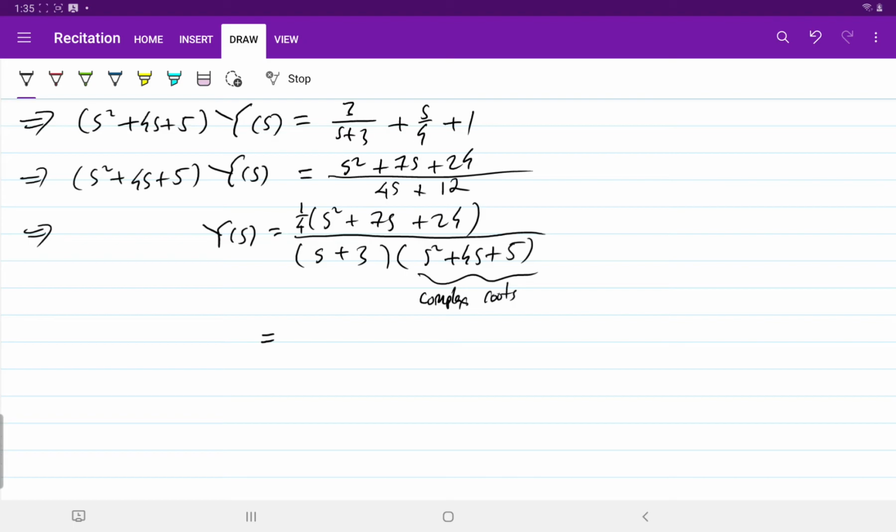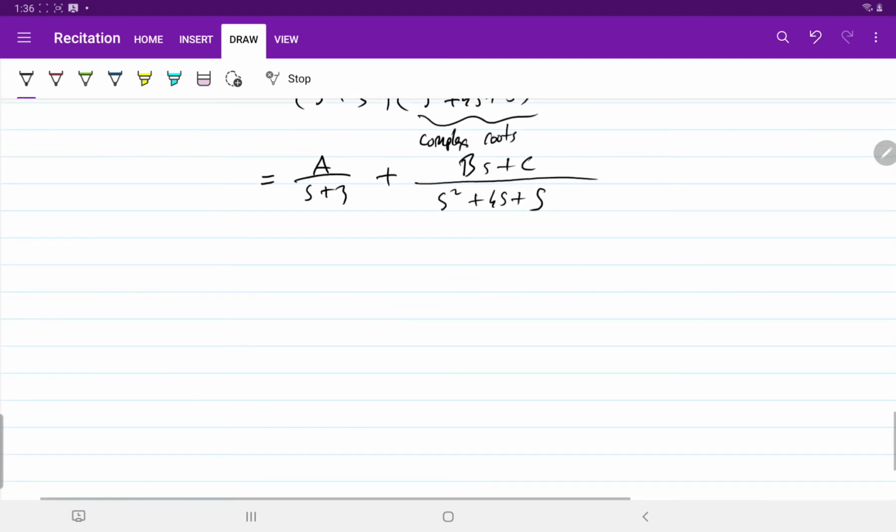So what is the partial fraction expansion for this term? Easy, right? You have A for the first pole, s plus 3, and then Bs plus C for s squared plus 4s plus 5. How to find A?